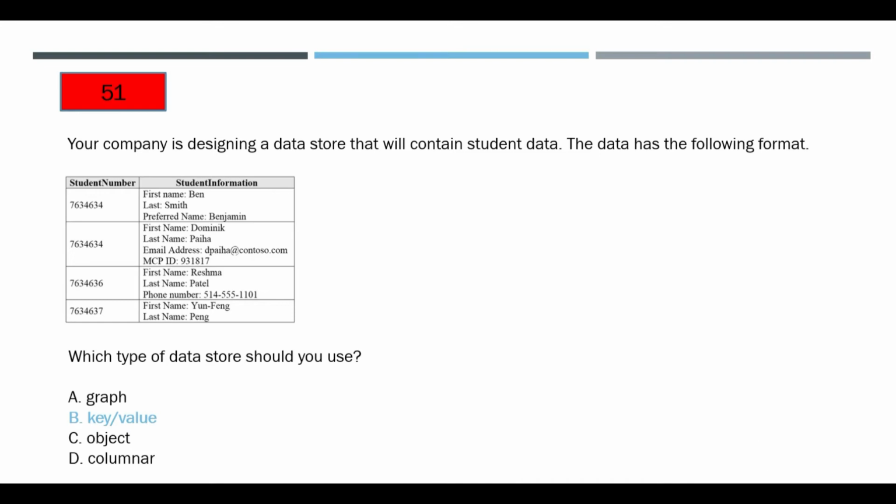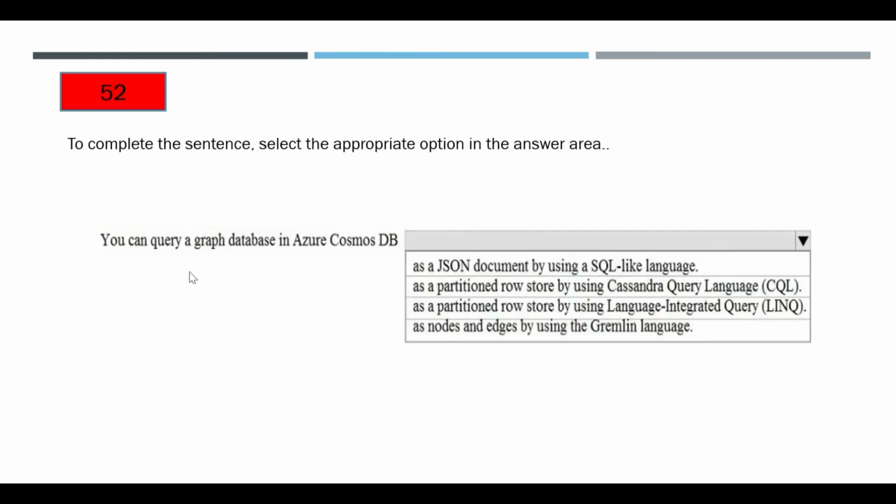Let's move to the next one. The question is asking, you can query a graph database in Azure Cosmos DB, and these are your options. Whenever we think about graph databases, what is a thumb rule? If you have seen my previous videos, I've already told, whenever you see a graph database, 3 things should come to your mind: a node and edge structure, and Gremlin language or Gremlin style API. And this is your option here.